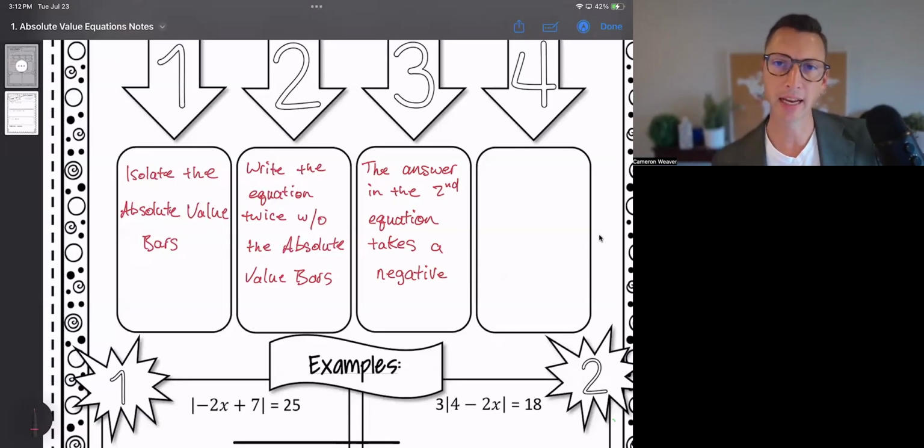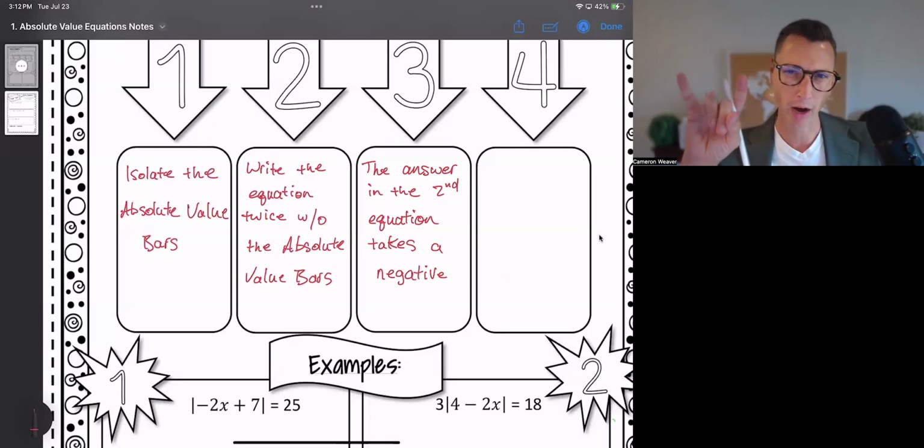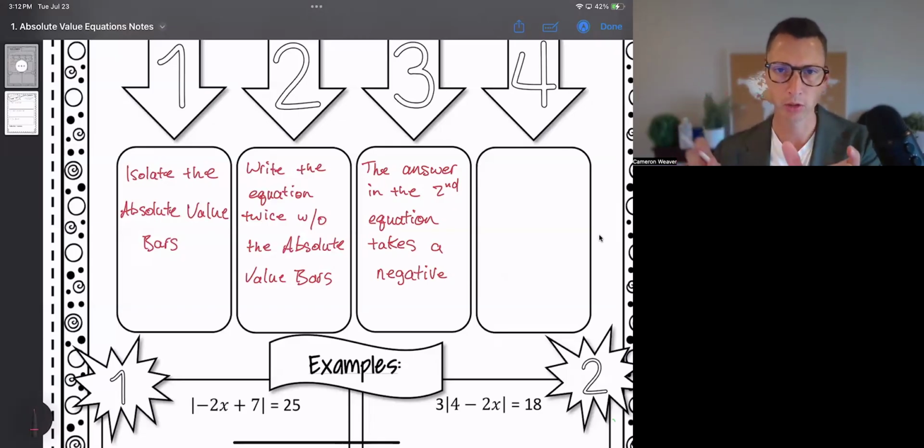Once we give that answer to the set, because remember, we're writing it twice, so we have the original, and then we have the copy and paste of that same equation. That second time we write it, we're going to give the answer a negative. That's the only difference the second one takes.